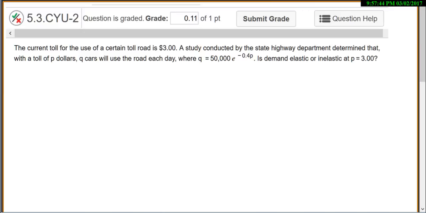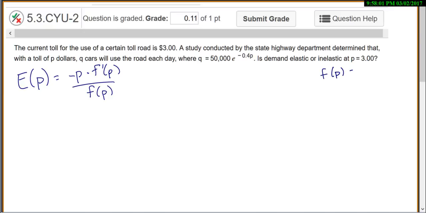So first of all, how do we find elasticity? In our handout, we have that elasticity is equal to negative P times F prime of P over F of P. Now I haven't quite figured it out, but sometimes in the book they say F of P and sometimes they say Q. So Q is a function of P, which is probably why they do F of P, but I haven't figured out why they flip-flop back and forth between which one they're using on each problem. So if it uses Q instead of F of P, then you just think of it as negative P times Q prime over Q.